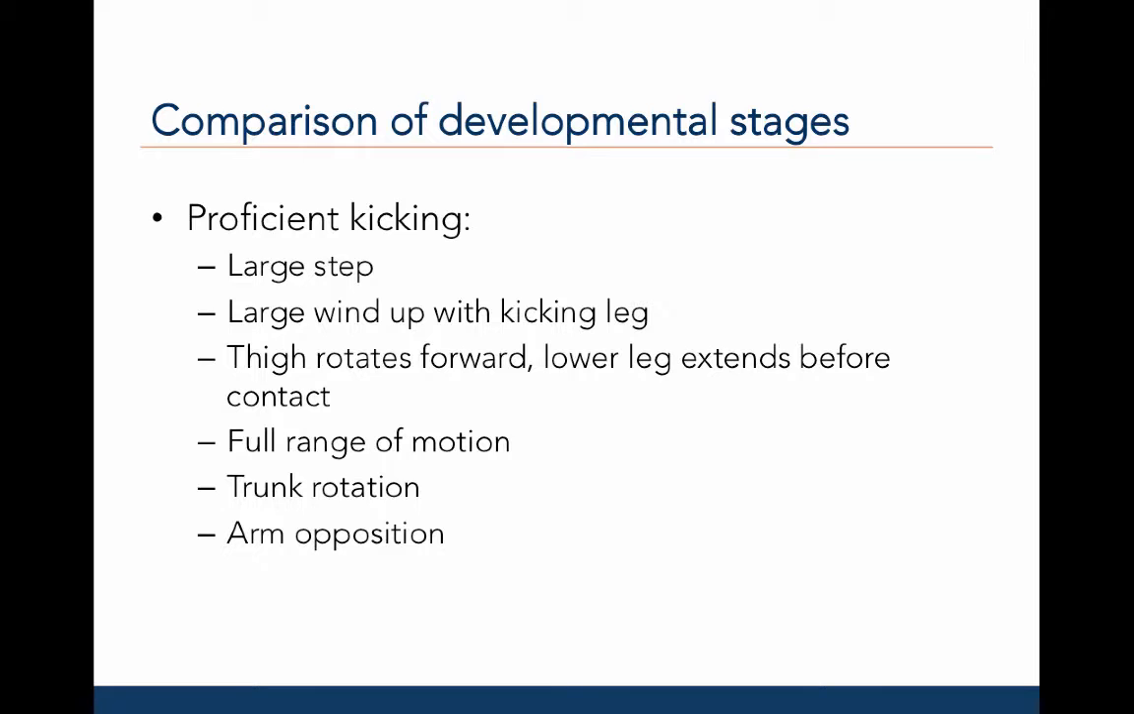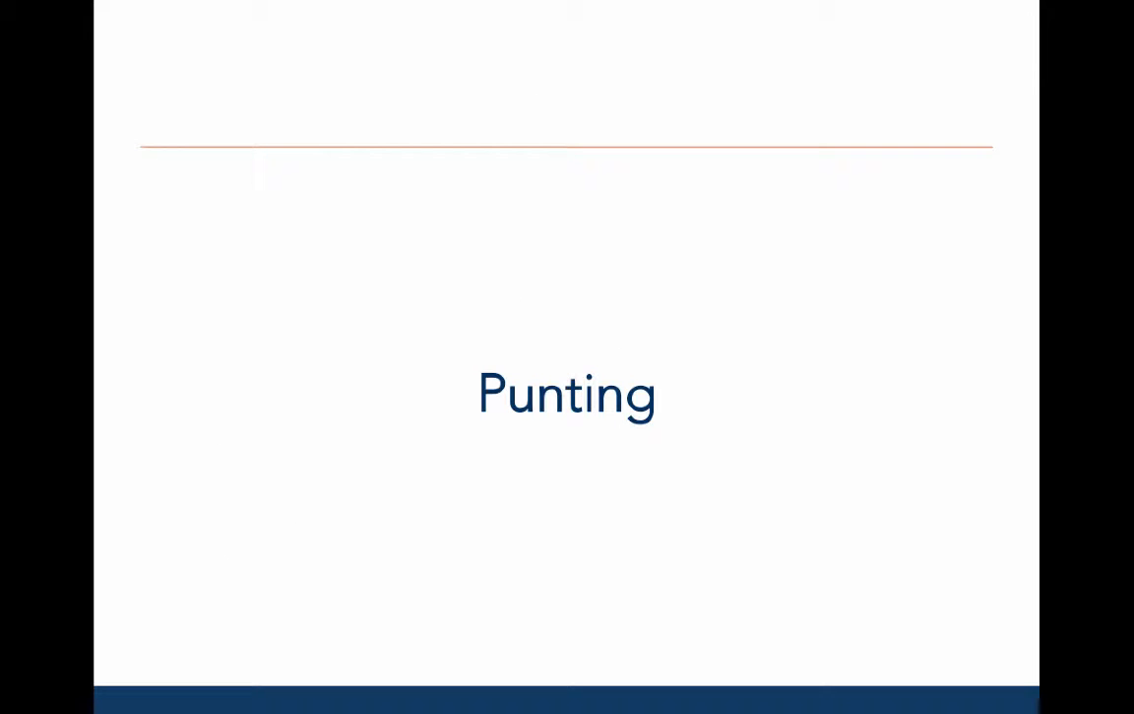During the swing phase, the thigh rotates forward and the lower leg extends before contact. There is a full range of motion at the hip and knee for the kicking leg. The trunk generates additional force. And lastly, the arm moves in opposition such that if I am kicking with my right foot, my left arm swings forward. Now let's take a closer look at punting and the developmental sequence for this type of ballistic skill.